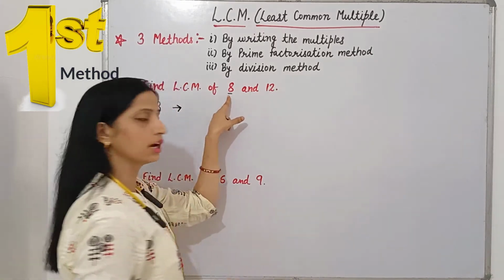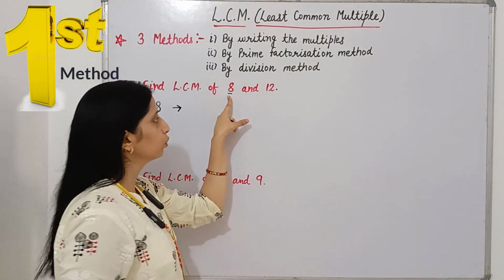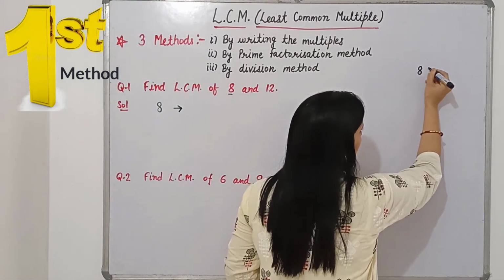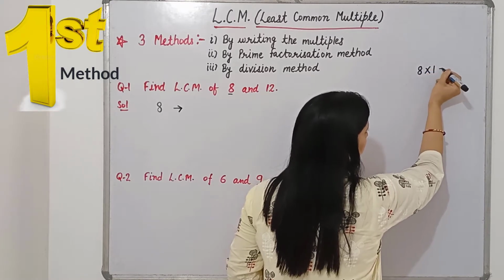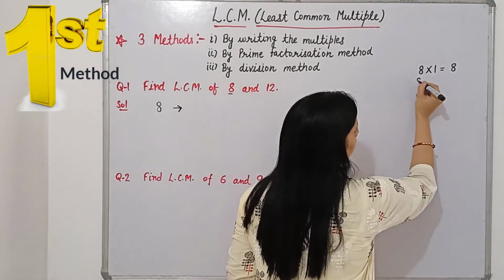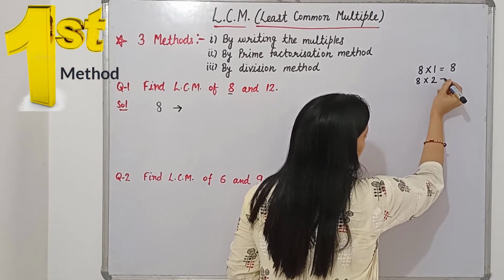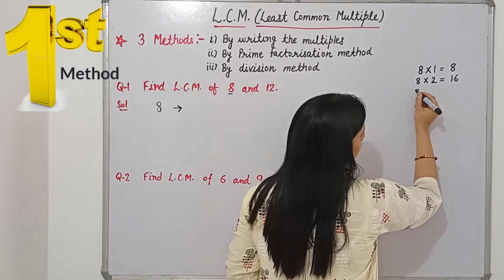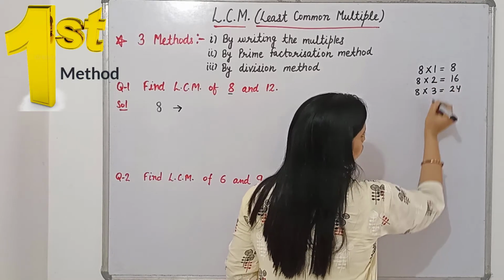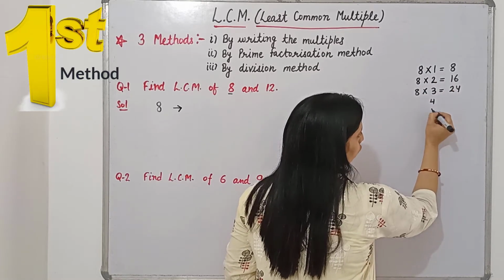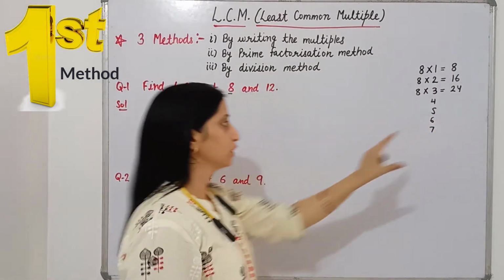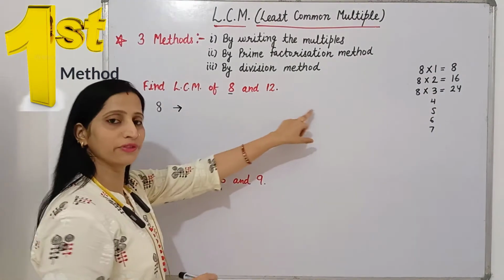As you all know, to find out the multiples, we will multiply the given number by the natural numbers. For example, the first multiple of 8 will be 8 times 1, 8. The second multiple will be 8 times 2, 16. Similarly, the third multiple will be 8 times 3, 24. And so on. If we multiply 8 by 4, 5, 6, 7 and so on, we will get the multiples of 8. So we will simply write down the table of 8 here.